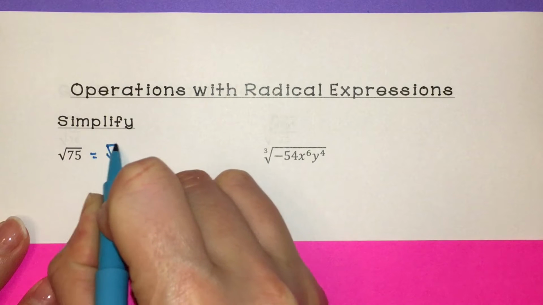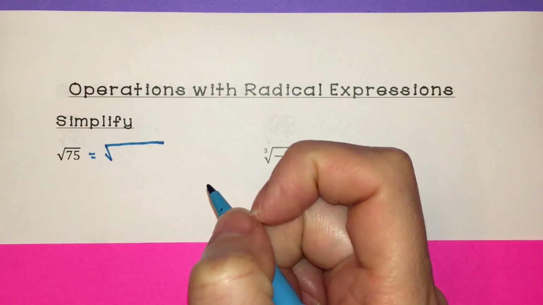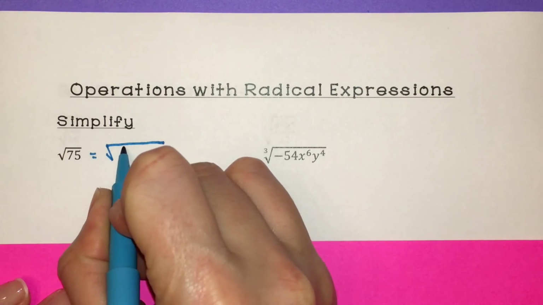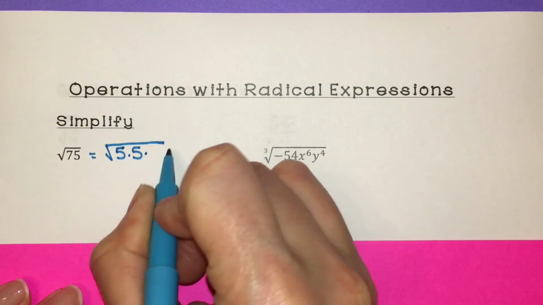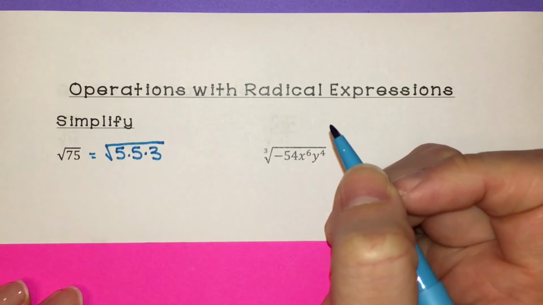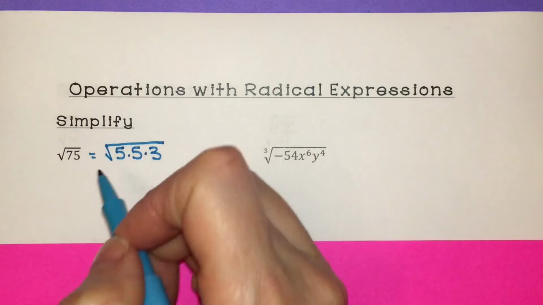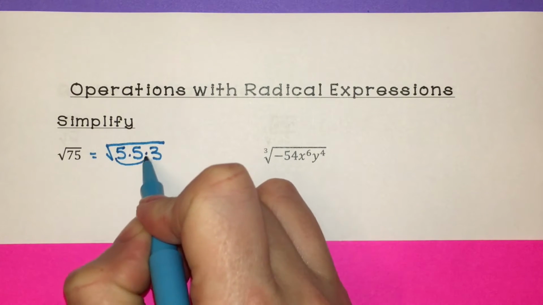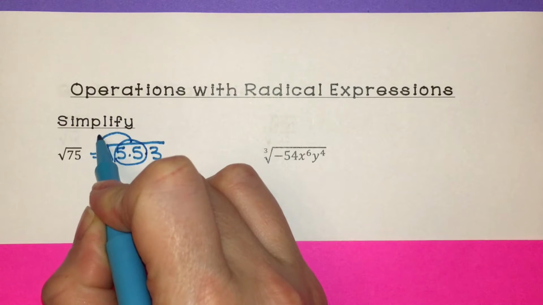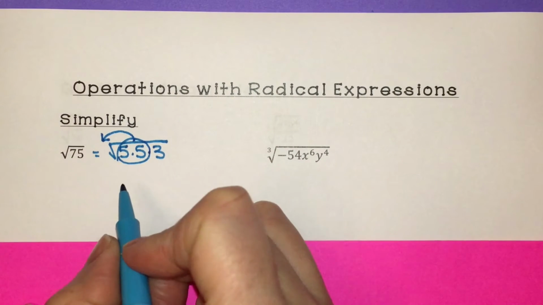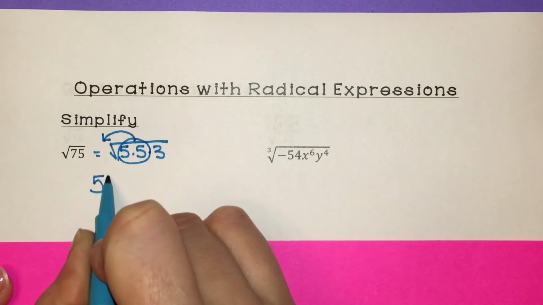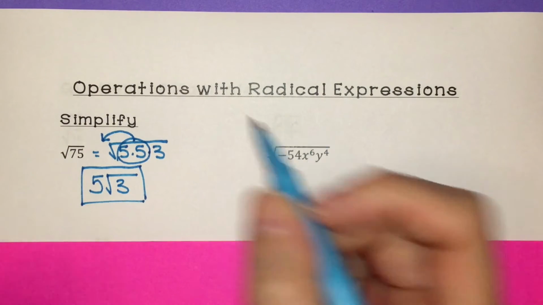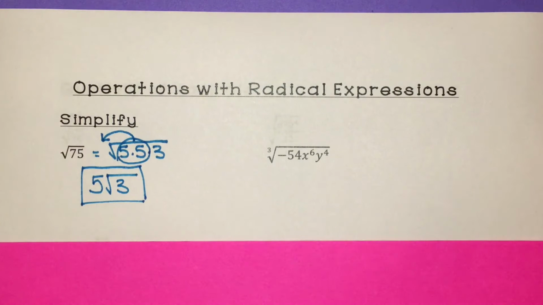75 breaks down to 5 times 5 times 3, because 5 times 5 is 25, and 25 times 3 gives us 75. Remember, because it's a square root, if you find something that's multiplied by itself, it can go to the outside. Since 5 is multiplied by itself, we can bring a 5 out. And we're left with the square root of 3 because it doesn't have anything to multiply itself by, so it has to stay under that square root or radical sign.